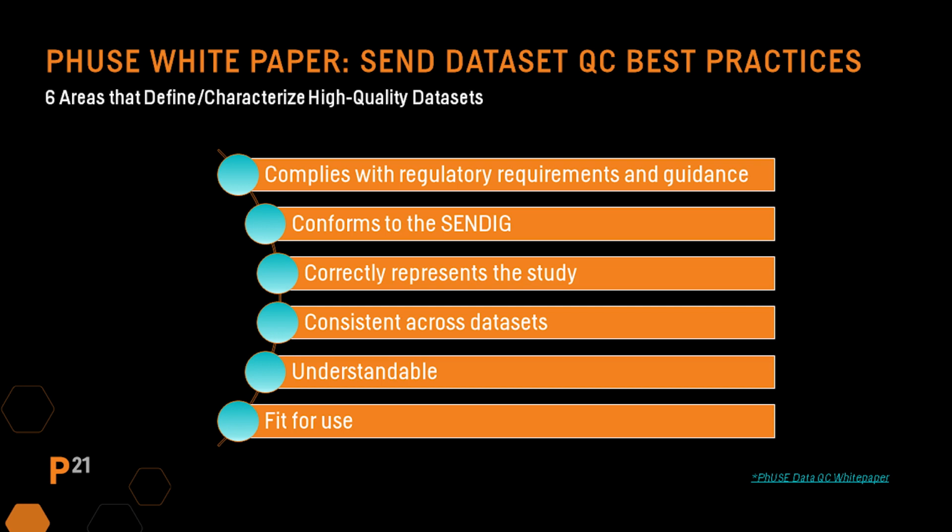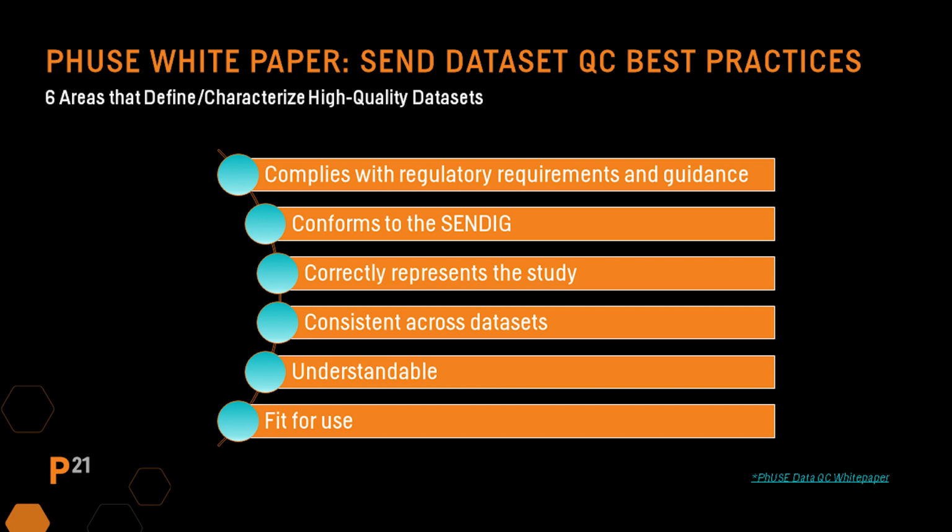The PHUSE non-clinical working group subteam identified 6 major areas that characterize high-quality datasets. These include: complies with regulatory requirements and guidances, including the TCG, the TRC, the eCTD submission specifications, and more; conforms to the SEND IG; correctly represents the study, which means aligns with the study report; consistent across datasets. This means for studies for the same compound or using the same methods, values are consistent where they should be.